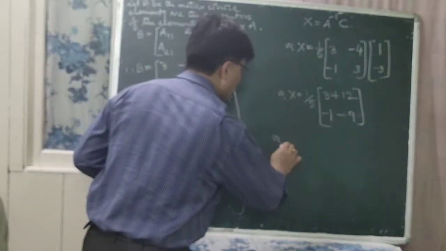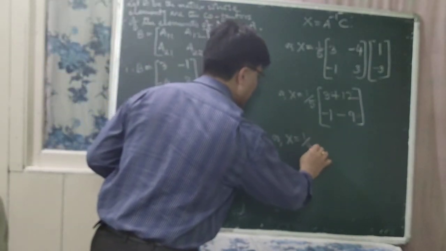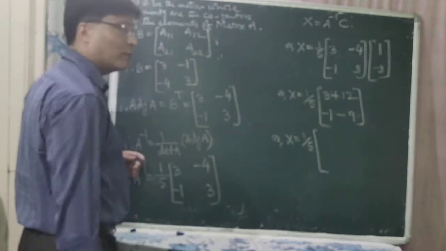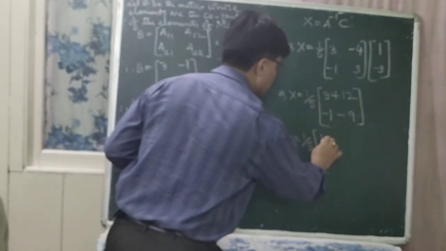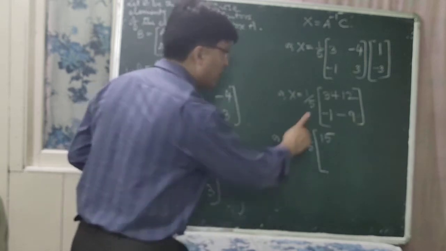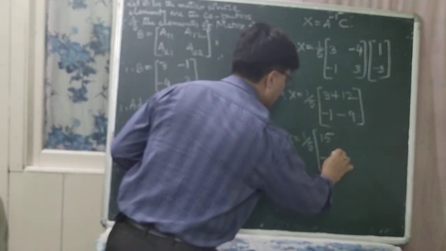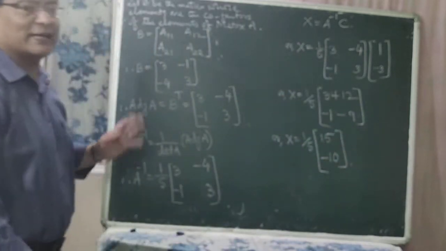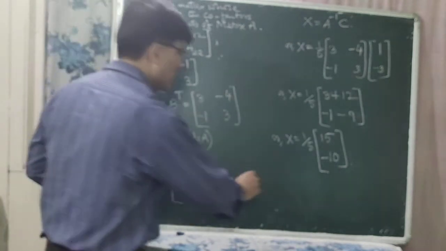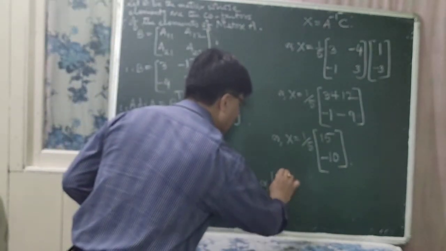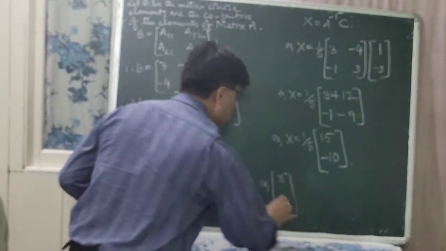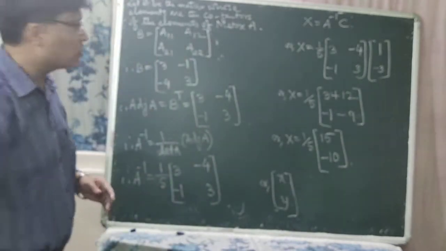Or capital X is equal to 1 upon 5. Now the matrix is 3 plus 12 is 15 and minus 1 minus 9 is minus 10. Is that clear? Now what is capital X here? Actually capital X is the unknown matrix. That was the column matrix XY.